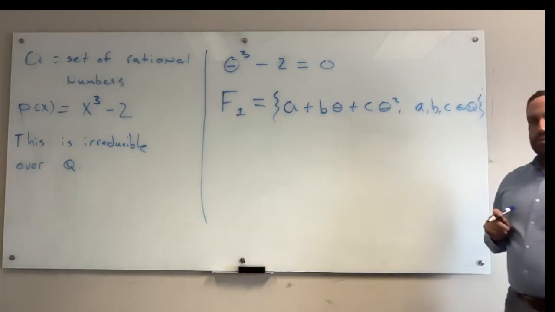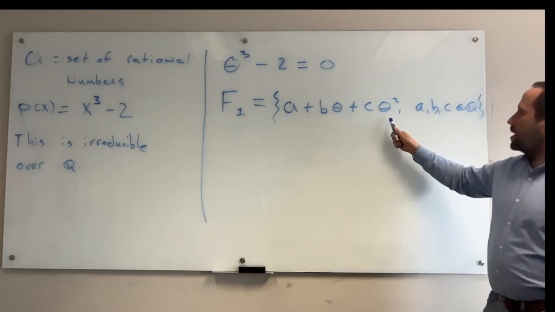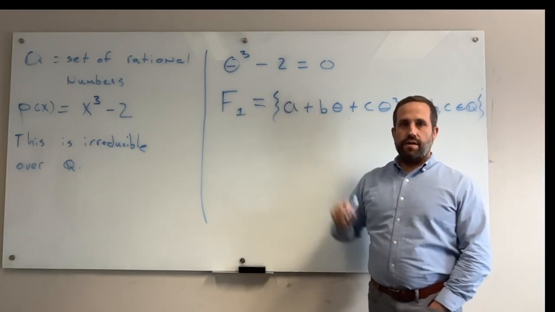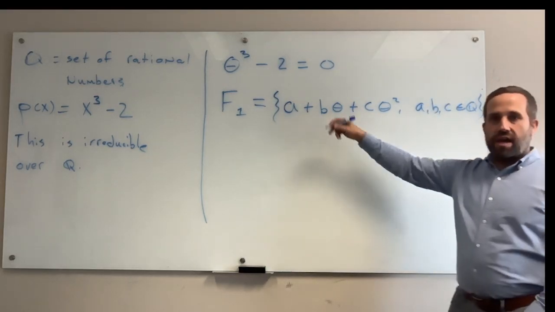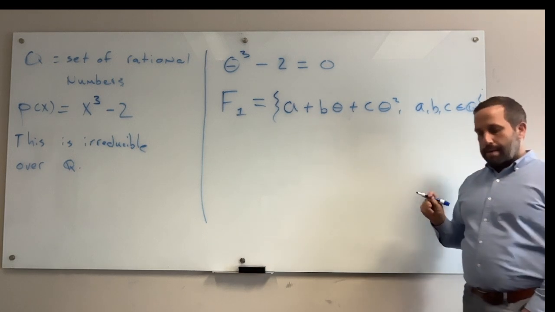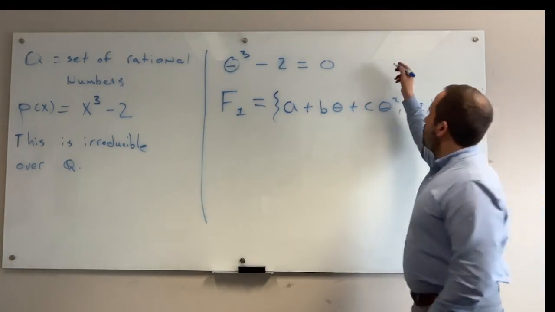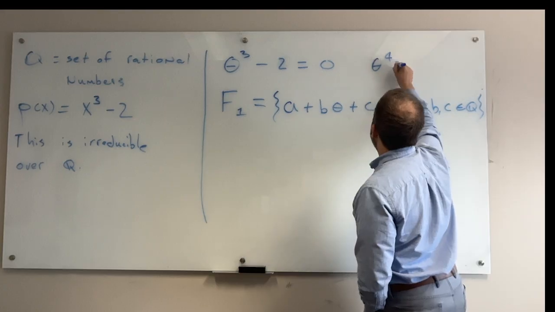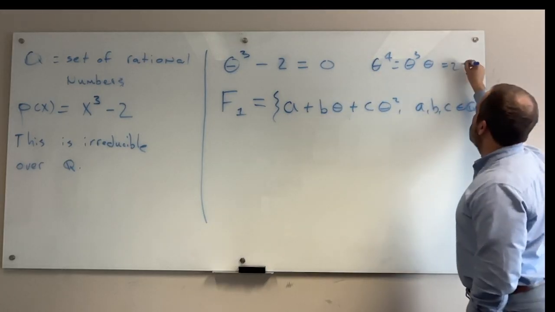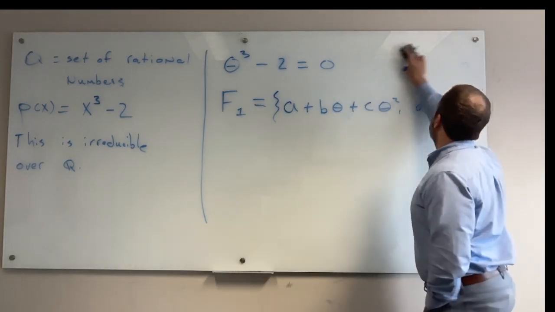If you think about what we're going to get when we multiply two elements together, we're going to get things that we can compute. We're going to get either theta squared, or theta times theta squared, which is theta cubed, and theta cubed is equal to 2. We're going to get theta, which is just theta, or we're going to get theta to the power of 4, which is theta cubed times theta, and theta cubed is equal to 2, so that's 2 theta, which is in this set here. Okay, so I will let you work out the details that this does define a field.